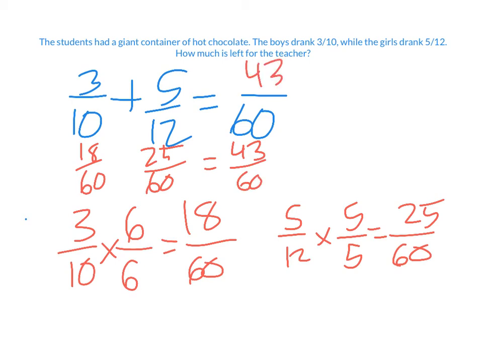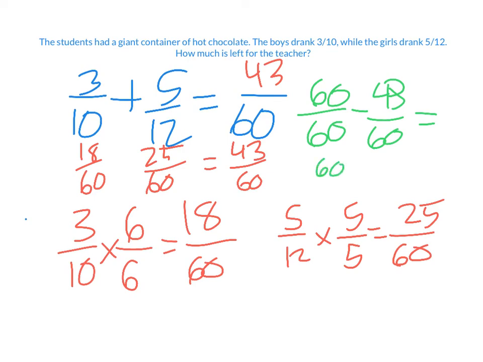But again, that's not what the question is asking me. How much is left for the teacher? One giant container would be 60/60, because that's 1 whole, and I'm using 60ths, minus 43/60. Now, I can't quite do 60 minus 43 in my head, so I'll set it up like a normal subtraction problem, and that will give me 17 over 60.